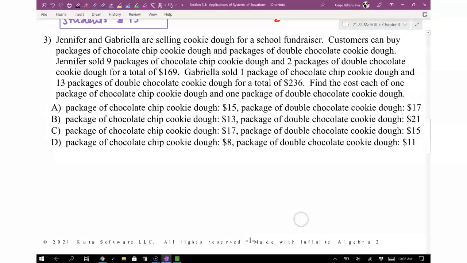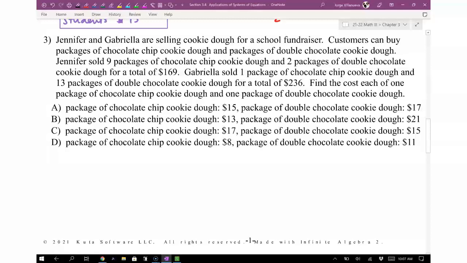But number 3 looks like a handful, right? I mean, this is a lot. But again, a lot of it could just be stuff that they're trying to distract you with, the storyline. So here we go. Let's read through it. It says Jennifer and Gabriella are selling cookie dough for a school fundraiser. So far I know there's 2 girls. Customers can buy packages of chocolate chip cookie dough and packages of double chocolate cookie dough. So now there's 2 types of dough.